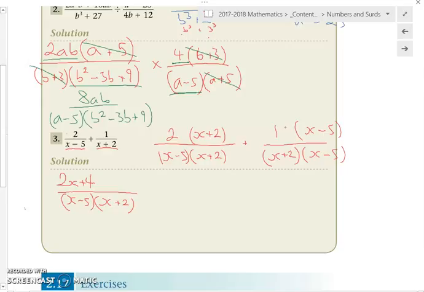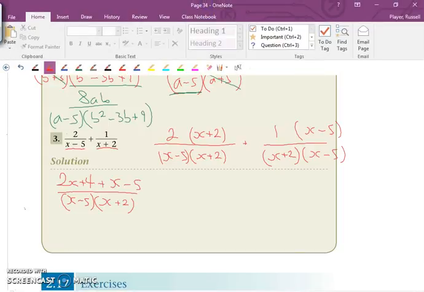And then, what's 1 times x minus 5? We don't need to say 1x because we can just say x. And then 1 times minus 5 is minus 5. Cool? All right, so is everyone happy with what we've done there? Yeah? Okay, now we collect like terms or cancel.